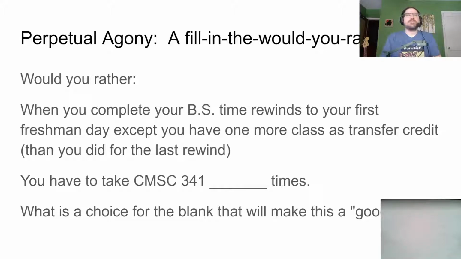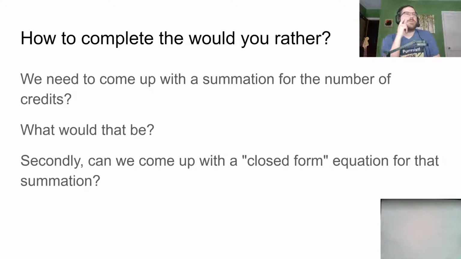So before we actually take a poll on this would you rather, we have to do what I do when I make these would you rathers, which is try to figure out how to tune the second option so that it is as equally unpleasant as the first one, or pleasant, depending on how you would view retaking your classes, right? So what is a choice that would make this a good would you rather? How do we do this? Well, we have to come up with a summation for the number of credits. What would that be? And then can we come up with a closed form equation for that summation? All right. Okay. Let's try it.